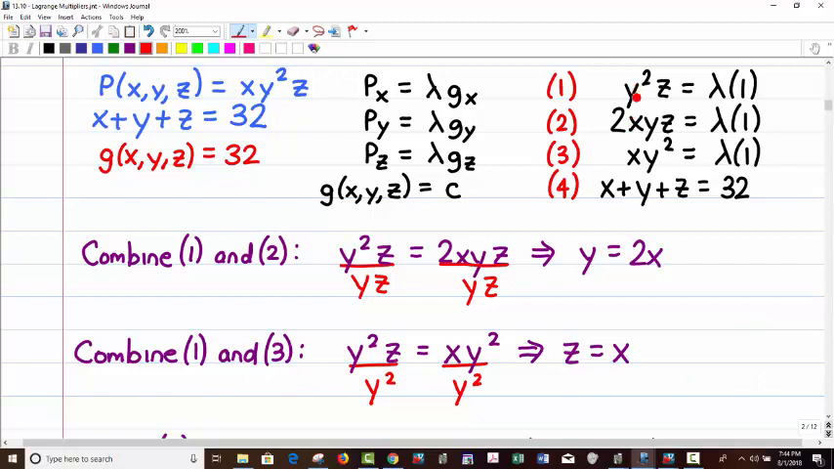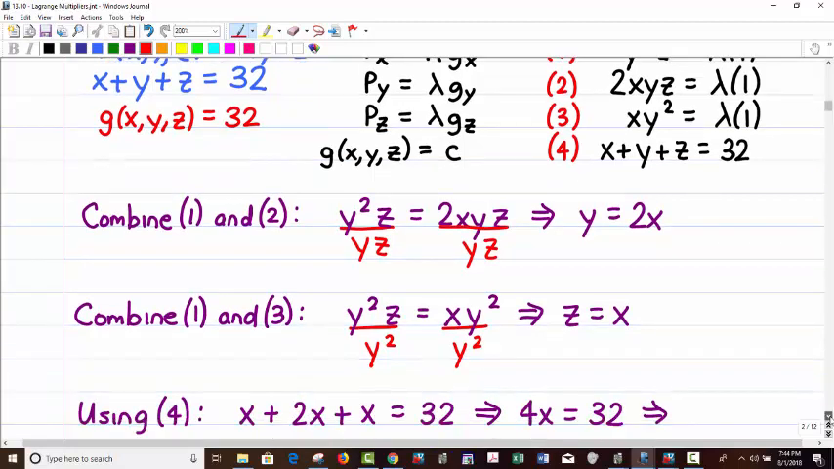So I take the first one and the third one, because now this one also equals lambda. So you set them equal to each other. I divided both sides by y squared. So now I know that z equals x. So at this point, you're looking for the common variable and you're solving for it.